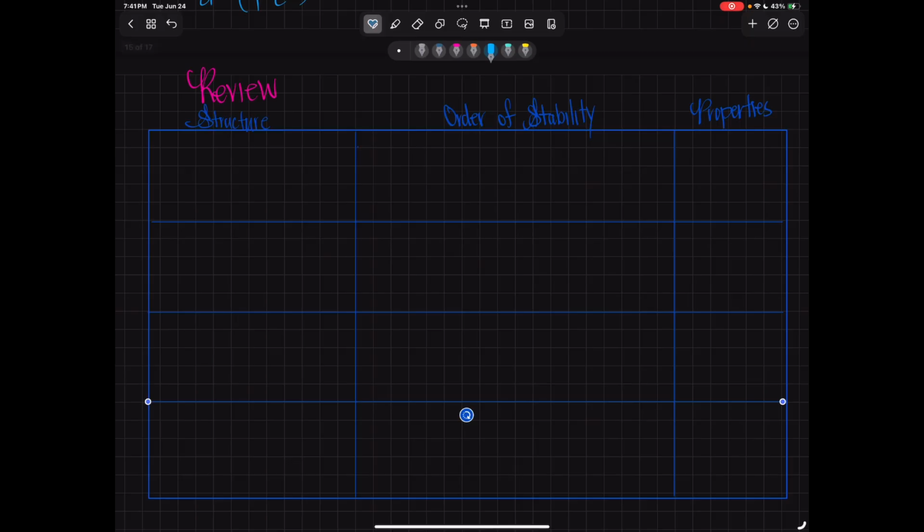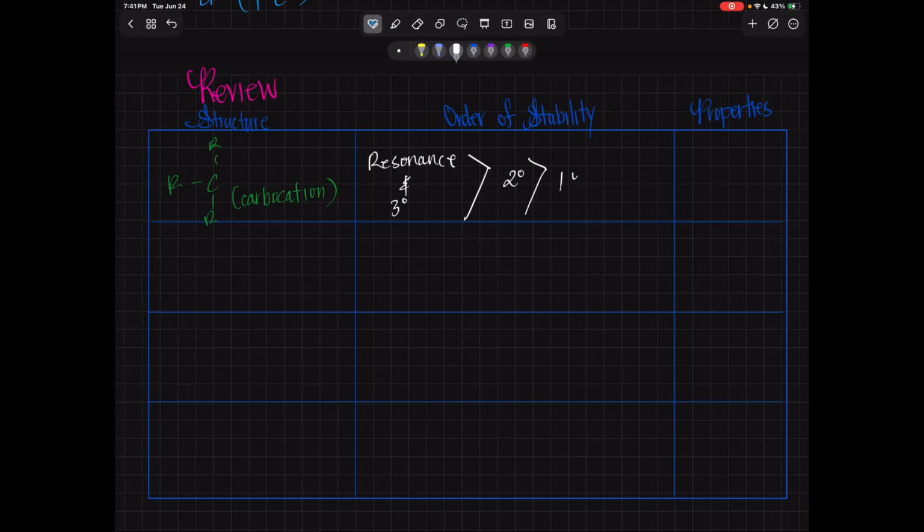So let's move on to a little review. Let's just recap what's going on. We have carbocations. Let's look at their order of stability. You have resonance and tertiary. Then you have secondary, primary, and then you have your methyl. A property of a carbocation is that it's electrophilic. And it's also a strong acid.